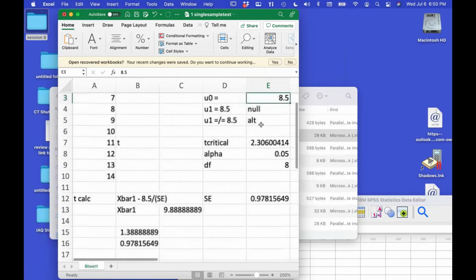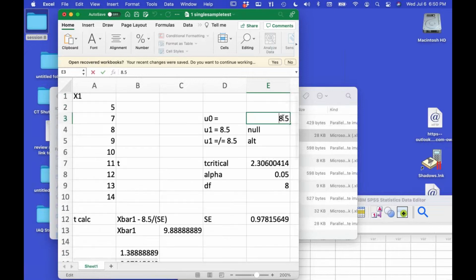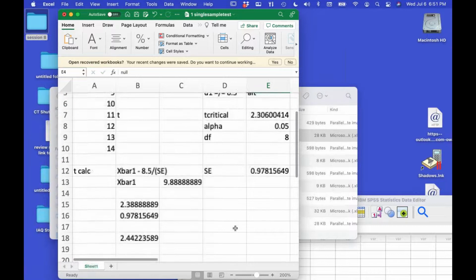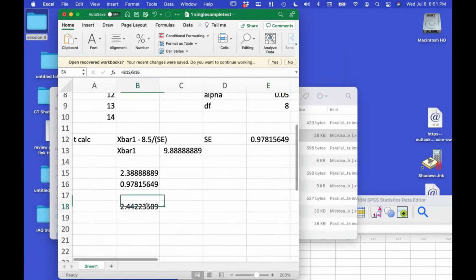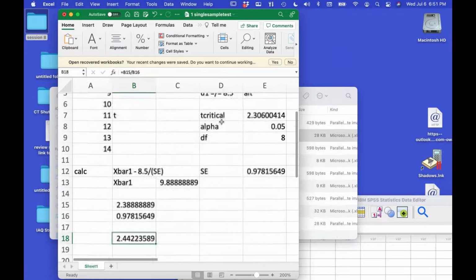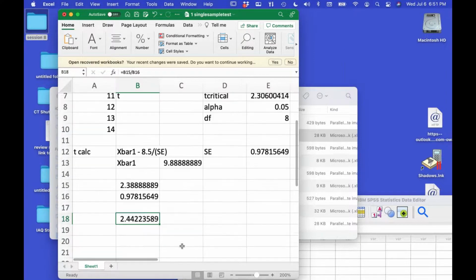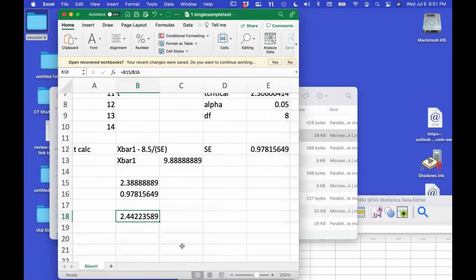Now, what if this had been, instead of 8.5, 7.5? Let's see what happens now. What happens now is that my t calculated becomes 2.44, and my t critical is still 2.30. So now I can reject the null hypothesis. Why? Because they're at least more than 2.3 standard deviations apart.